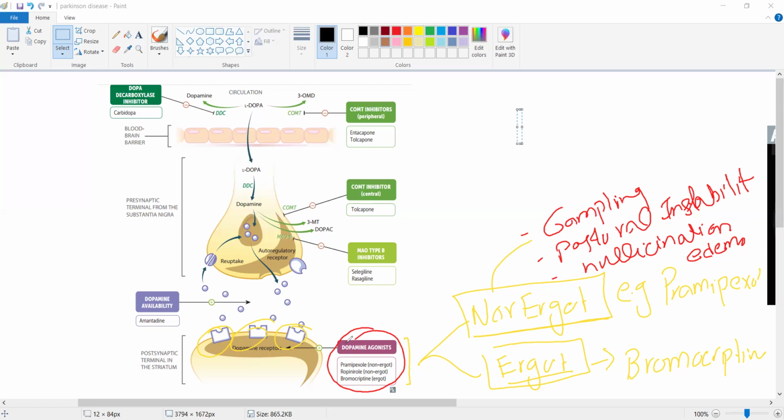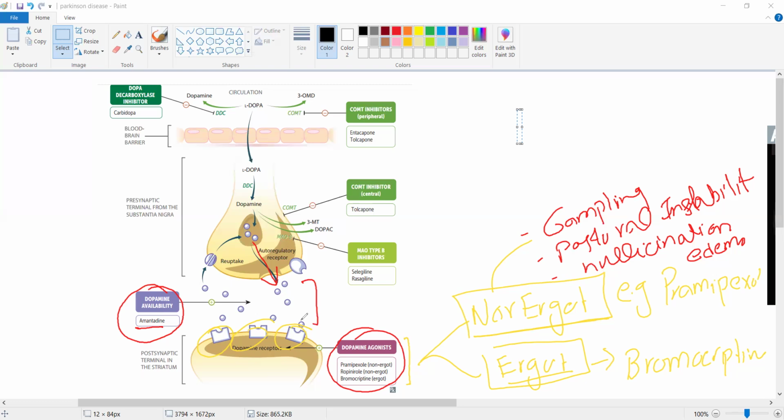Now I'm going to discuss the drug that leads to increased dopamine availability. That is amantadine. What does amantadine do? It causes increased release of dopamine and decreases the reuptake of dopamine. So it increases dopamine availability, and it will relieve the symptoms of Parkinson, right?